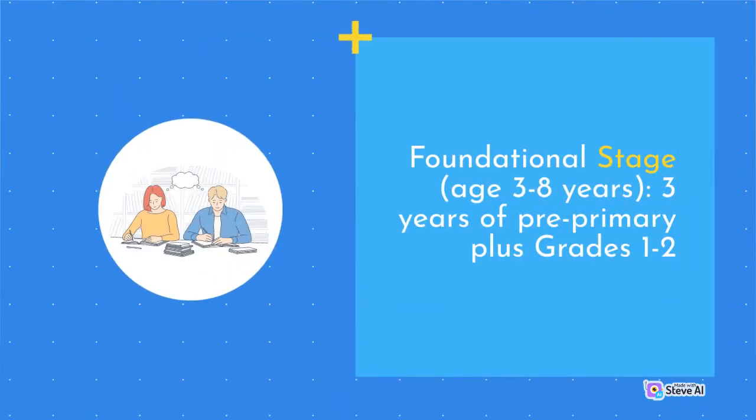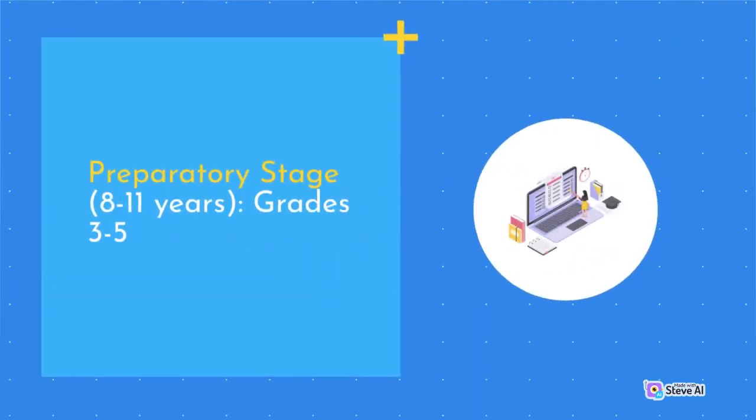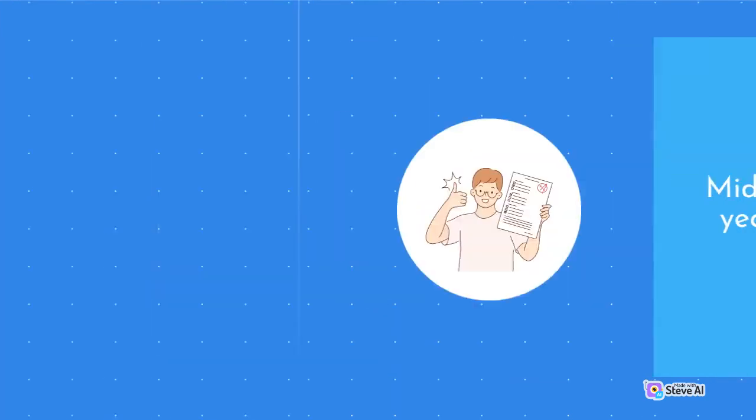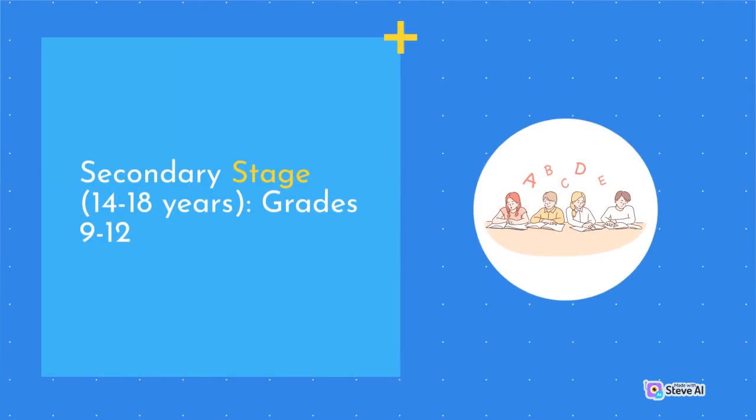Foundational stage, age 3 to 8 years, 3 years of pre-primary plus grades 1 to 2. Preparatory stage, 8 to 11 years, grades 3 to 5. Middle stage, 11 to 14 years, grades 6 to 8. Secondary stage, 14 to 18 years, grades 9 to 12.